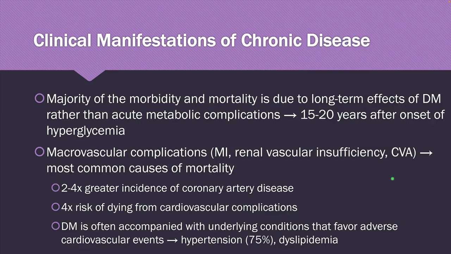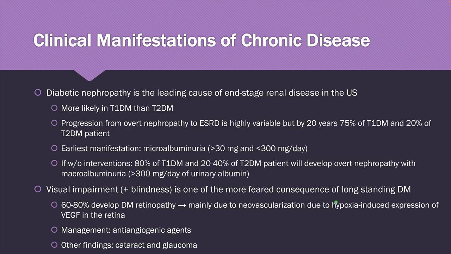The clinical manifestations: many of your morbidities and mortalities secondary to the long-term effects of DM, you will be able to see them around 15 to 20 years after onset of hyperglycemia. So macrovascular complications, as I mentioned earlier, are the most common causes of mortality. The highest risk is for coronary artery disease leading to MI. DM nephropathy is the leading cause of end-stage renal disease.